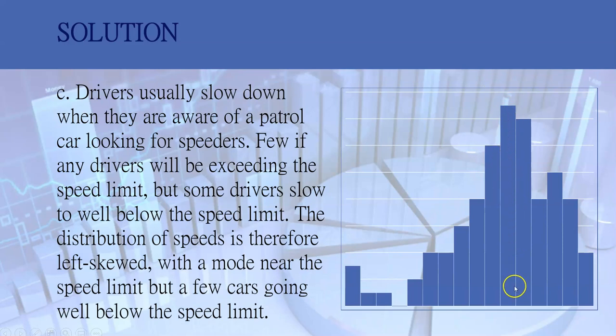This is probably 55. And then there's a few people going 56, 57, 60 maybe. Nobody seems to be speeding a ridiculous amount. But then you always get these people who slow down to like 15. If the speed limit is 55, they slow down to like 15 miles per hour when they go past the patrol car. That's what seems to be happening in this scenario. So the tail is over on the left, so that would make it left skewed.